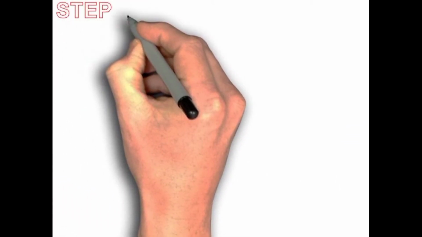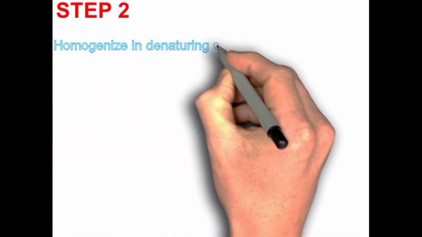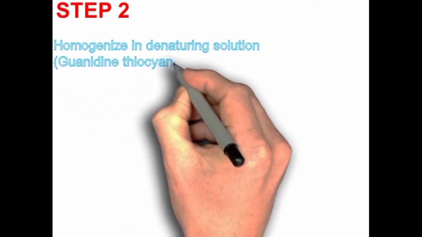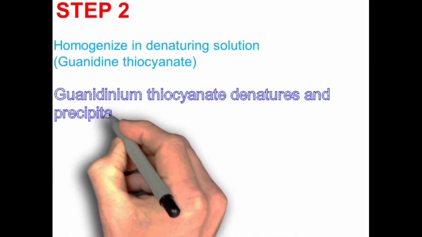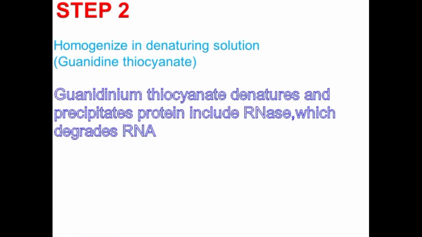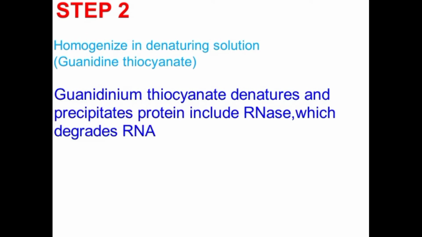Step 2. Homogenize in denaturing solution, guanidine thiocyanate. Guanidium thiocyanate denatures and precipitates proteins, including RNases, which degrade RNA.